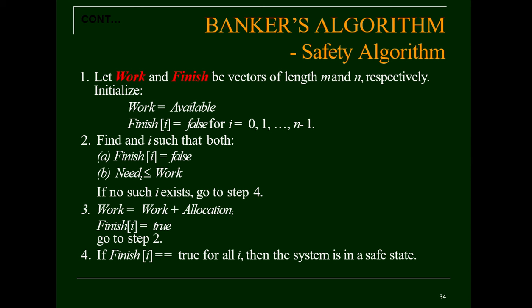So if no such i exists, then we can go to step 4. It means finish of i equals to true for all the i. It means the system is in the safe state. But if i exists, then the third step is work equals to work plus allocation. Then finish of i equals to true. Again it can go to step 2.